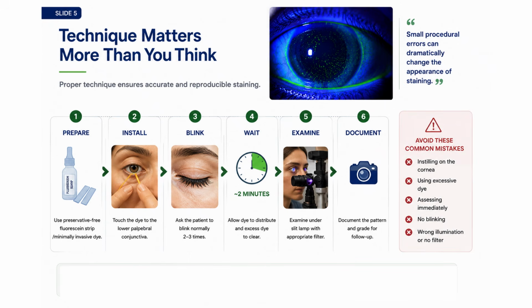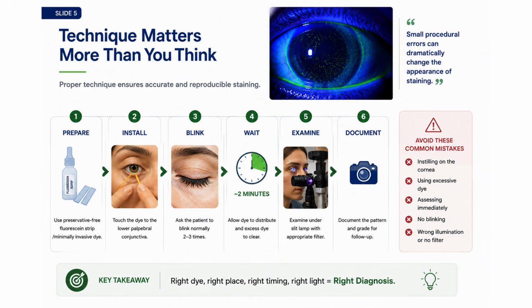So the common mistakes which are usually made are instilling on the cornea, using excessive dye, assessing immediately, not blinking, and using the wrong illumination or no filter. The key takeaway is the right dye, right place, right timing and the right light gives you the right diagnosis.